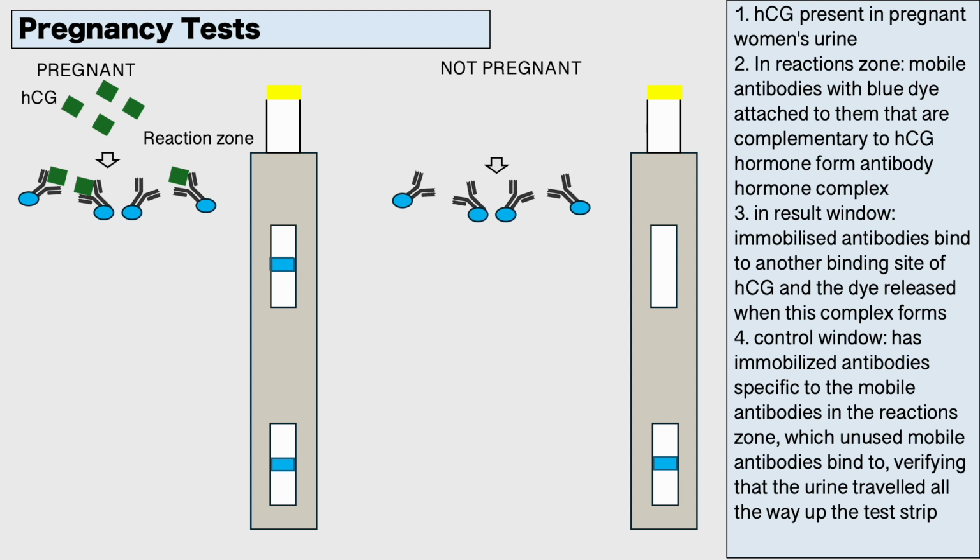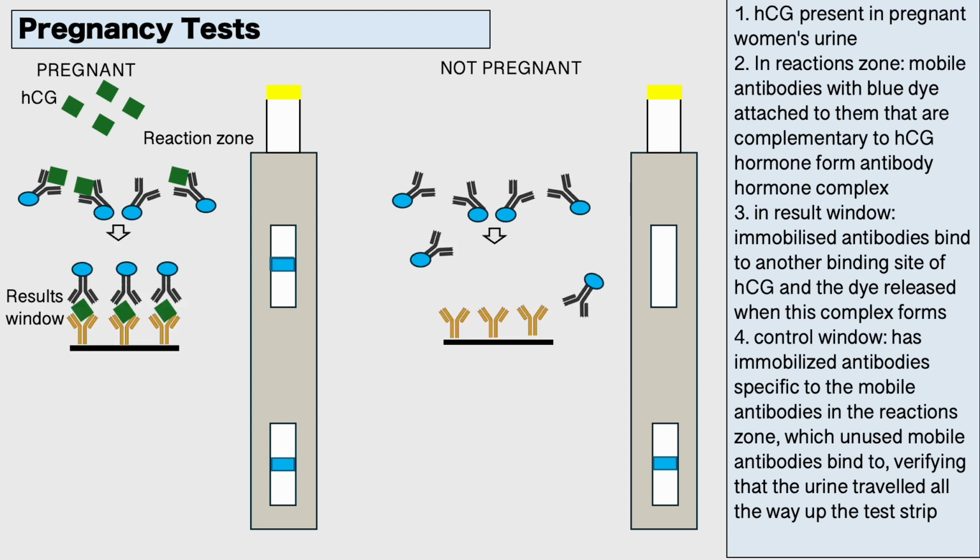The urine travels up the strip and first reaches the reaction zone. Here there are mobile antibodies with blue dye attached to them that are complementary to the HCG hormone. So on the pregnant side, you can see they bind to the hormone, and then on the other side, the hormone isn't present, so they can't bind to anything. The urine then travels up to the results window.